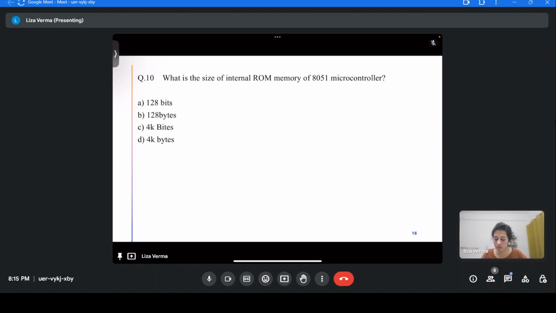128 bytes. Option B. Internal ROM, not RAM. Oh, sorry, 4 kilobytes. 4 kilobytes, right? D. Yeah, please pay attention because I know it can be confusing. C is not the correct answer. It's D. It's bits, it should be bytes, right? Yeah. Okay. Apologies for the typo.